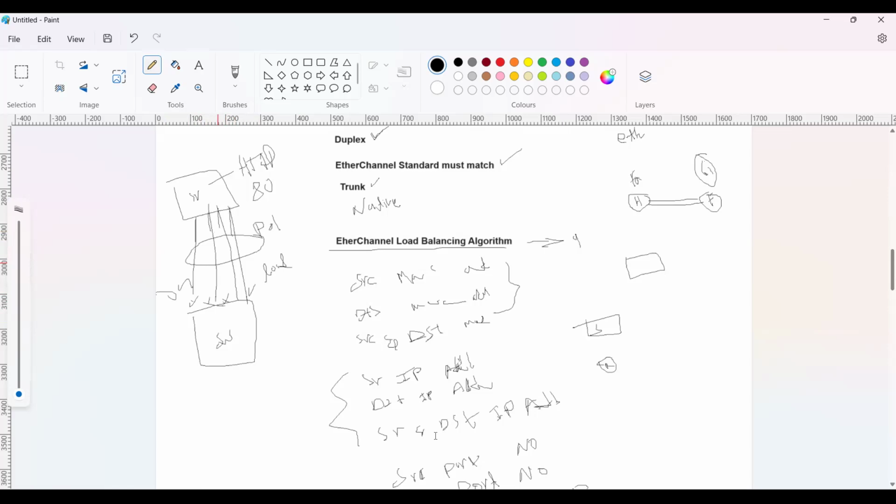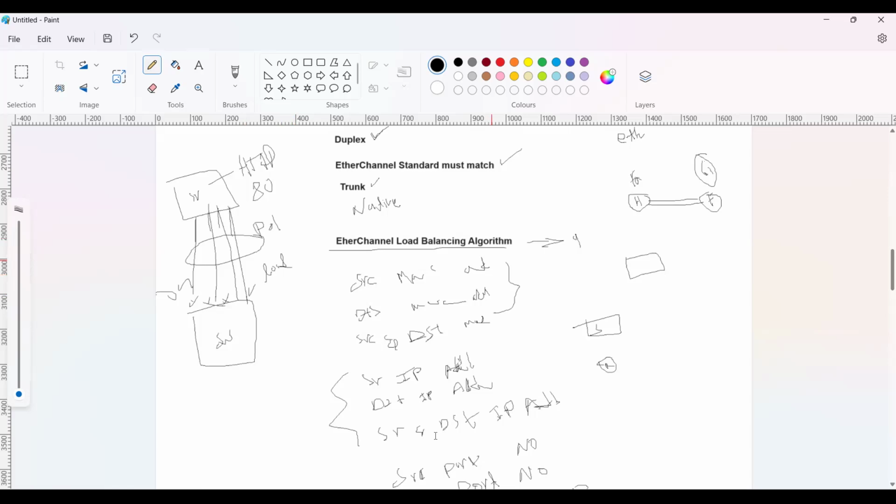So we need throughput, sending and receiving at a time. Not like only one link being on and only that speed. So we need links on at both ends. So we have EtherChannel. With the help of EtherChannel, it will work.